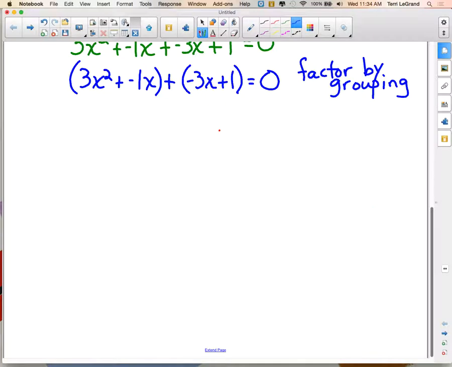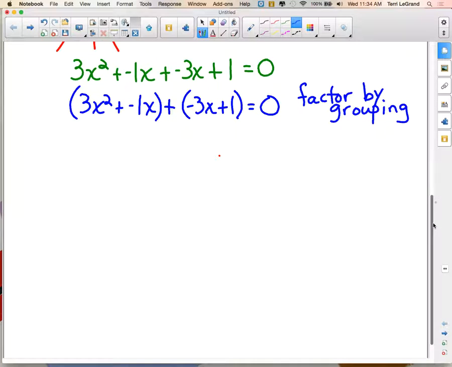So what's the GCF of the first group? Negative x or x. Which one do you want it to be? Pardon? 1x. Okay, so just an x. So x is our GCF of this group, which means after we factor an x out of both of those terms, what do we have? Okay. Moving on to the other group.